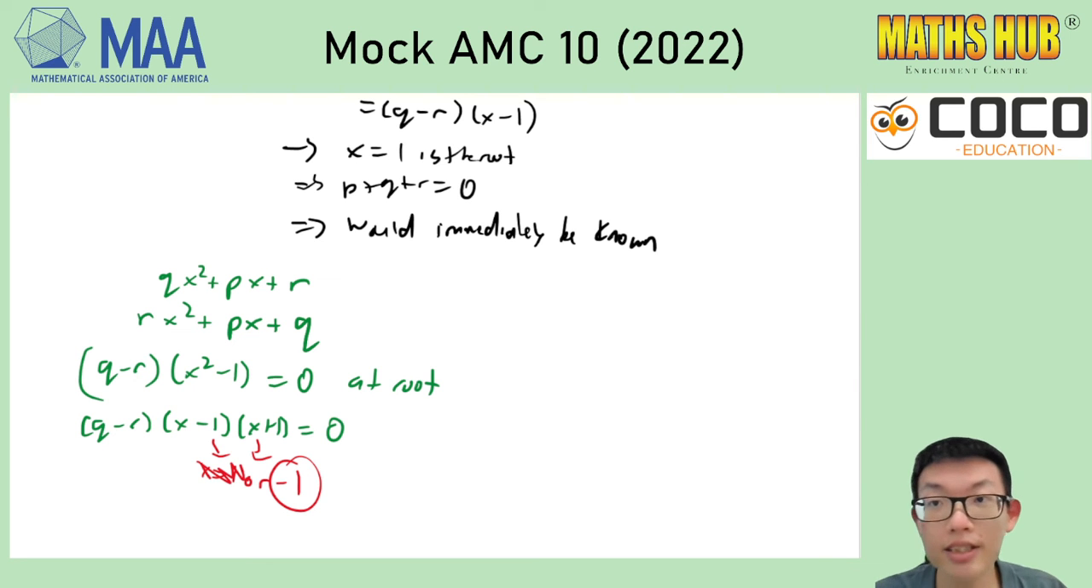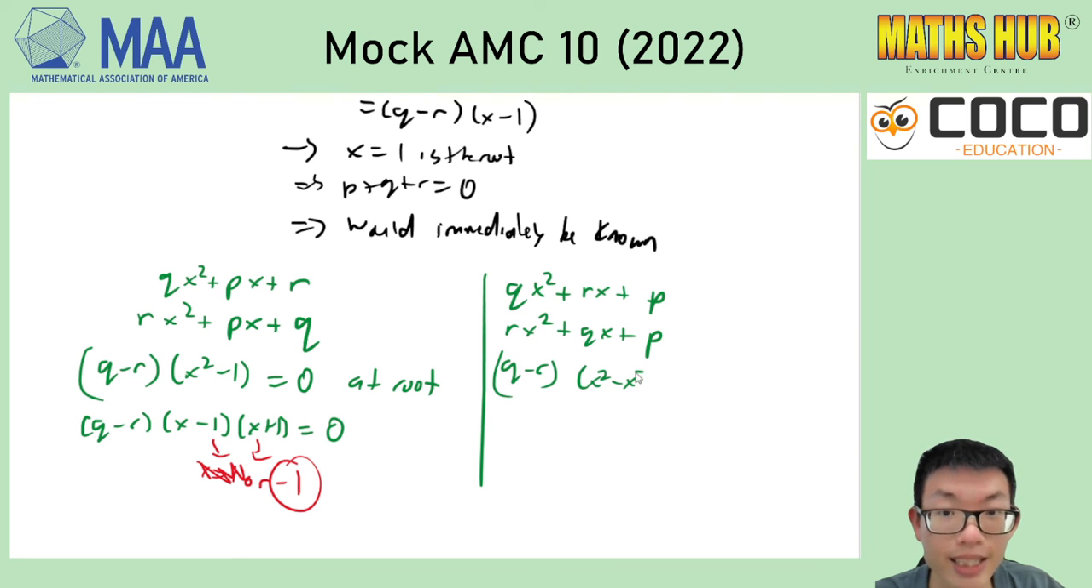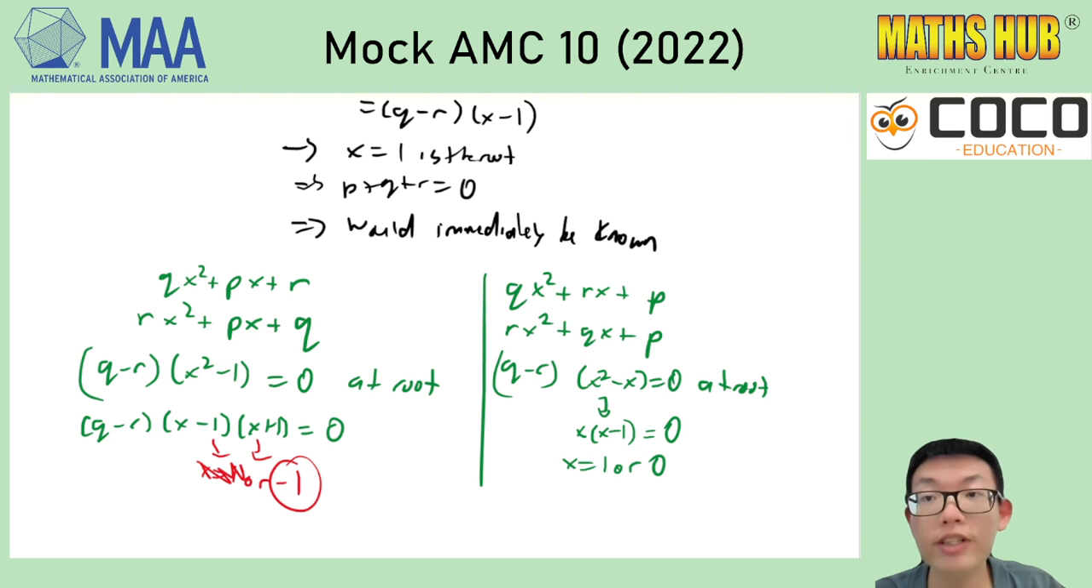Now let's just check the other case, and it's going to be the same, so I'll write this very quickly. If p were actually the constant coefficient, what would have happened? I subtract them, now I get q minus r x squared minus x equals 0 at the root. And this is x minus 1. So x equals 1 or 0. We have already ruled out 1. So could it be 0?